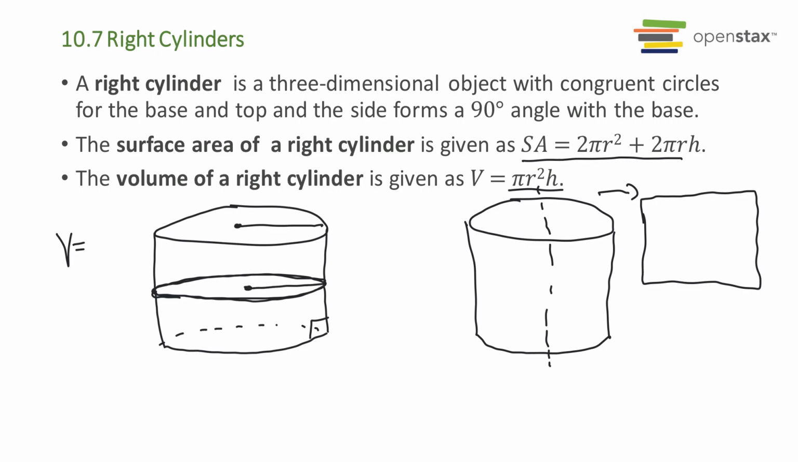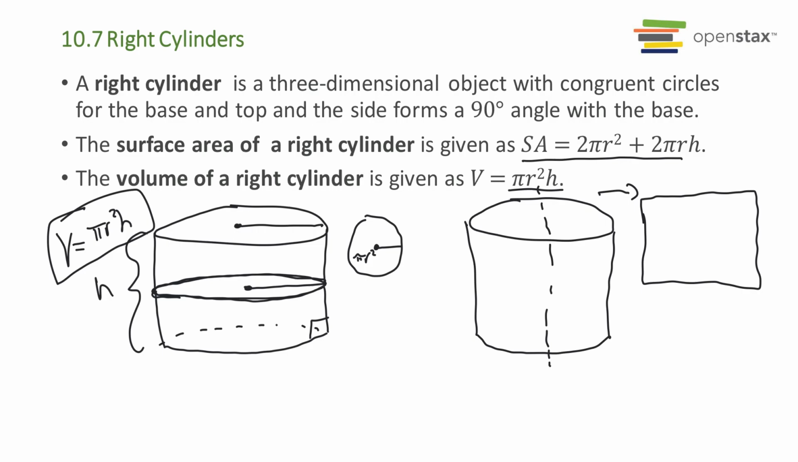Then every little slice of bread is going to be a circle, which we know the area is equal to pi r squared. And then how many of those circular pieces of bread do you have? Well, you would have however tall the bread is. So the volume, if you added all those slices up, would be pi r squared times the height. So that's where the volume formula comes from.